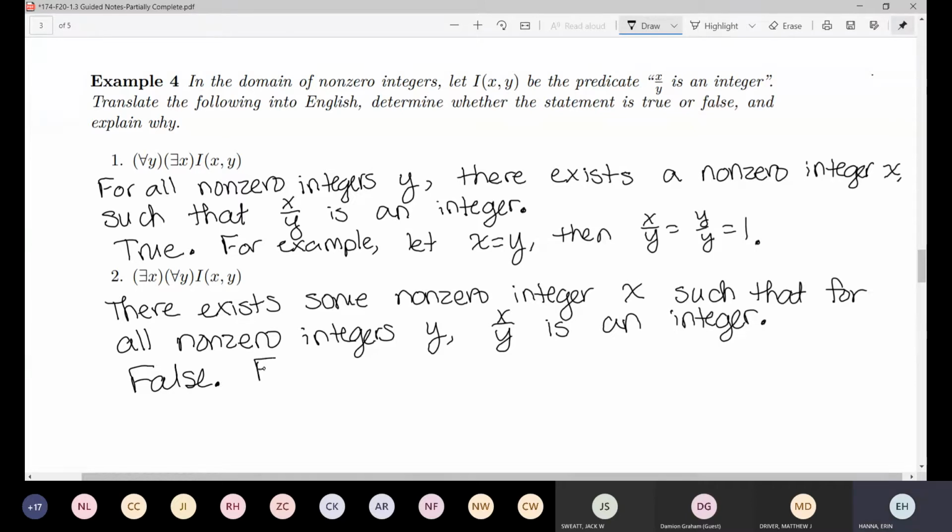For example, let y be equal to 2x, because again, whatever x this is, let's say I imagine I have an x that's going to work, then y can be whatever I want. So let's say y equals 2x. Well then x over y is equal to x over 2x is equal to 1/2, which is not an integer.